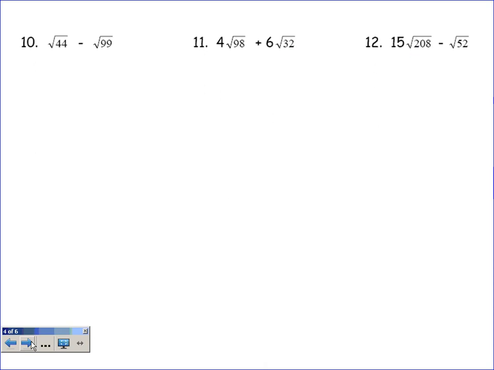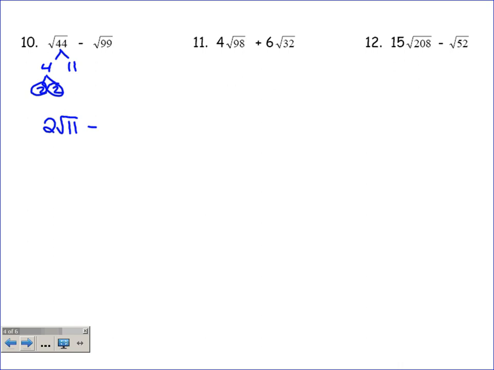Nicole, number 10. Okay. 11 times 4. And then 2 times 2. Are there any pairs? Yeah, a pair of 2s, so it would be 2 times square root of 11. Sounds perfect. What about 99?